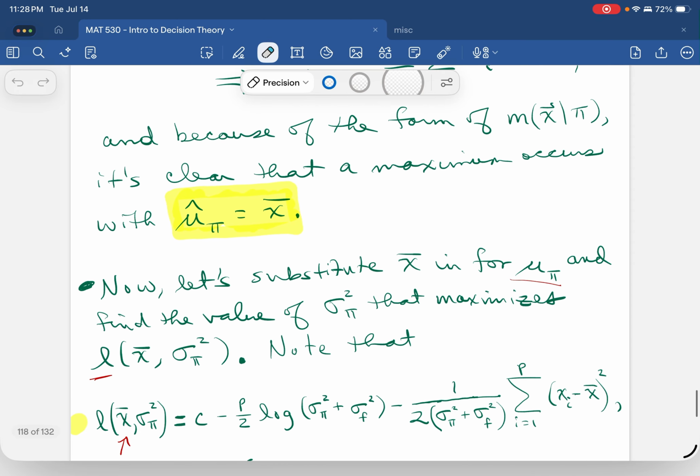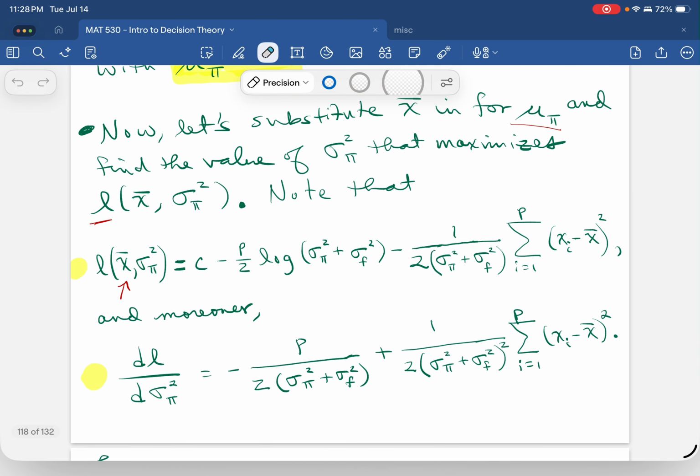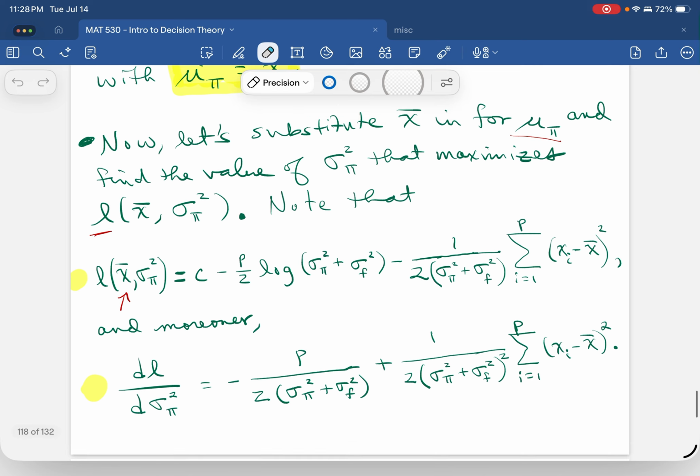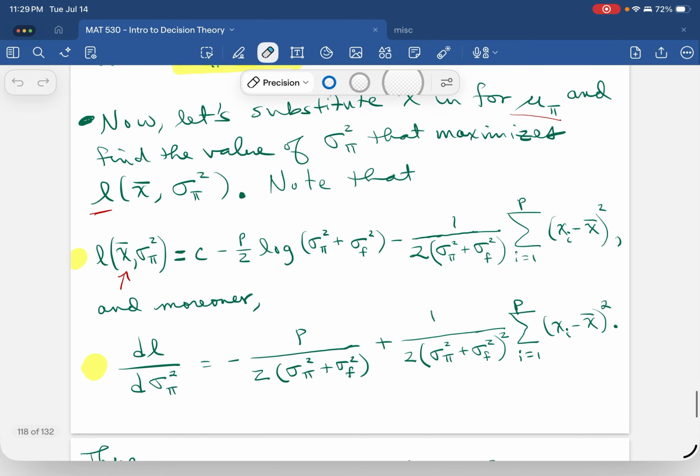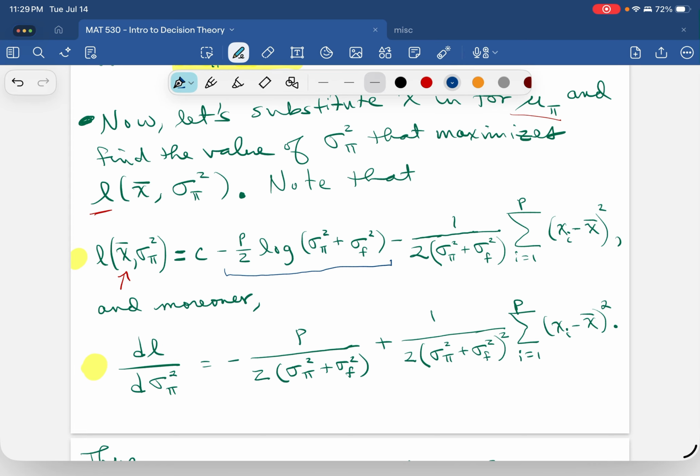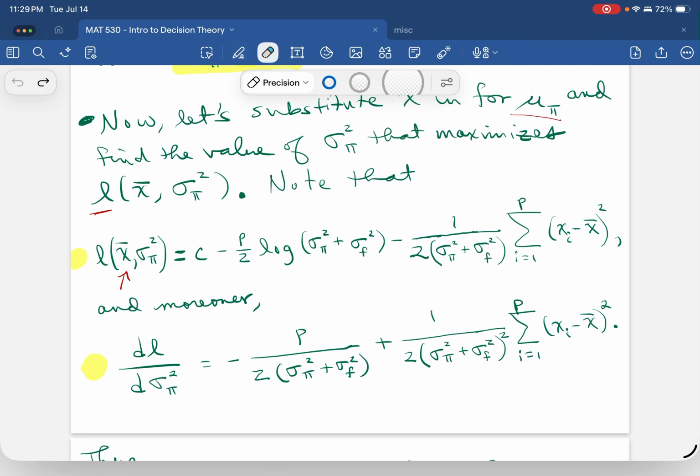Now we've got to tackle sigma sub pi squared. In order to do that, let's replace mu sub pi by x bar everywhere that we see it. And then from there, we will focus on maximizing this expression where now we just have one variable, which is sigma sub pi squared. So then we're going to take the derivative with respect to sigma sub pi squared. The derivative of this part will just be negative p over 2 times 1 over this part here, times the derivative of this, but with respect to sigma sub pi squared, which is just 1. So that hopefully explains this first term here.